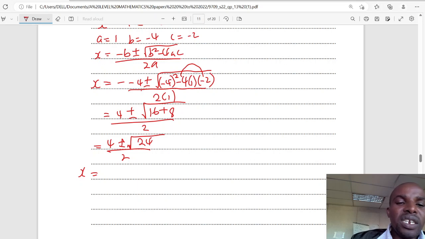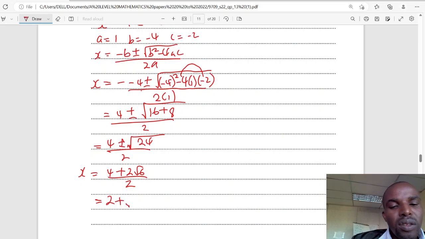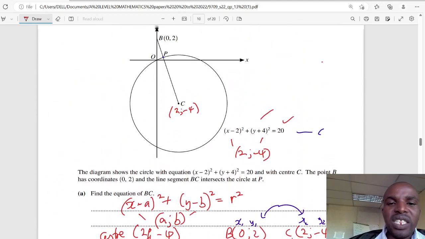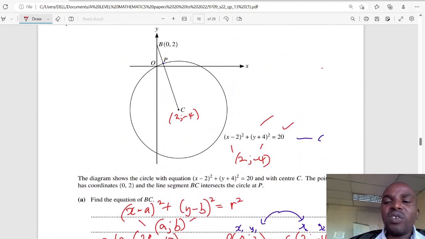So it will be here plus. Root 24 is 2 root 6, right? So it will be 4 plus 2 root 6 over 2. So 4 plus 2 root 6, divided by 2 is 2 plus root 6, right? So it's 2 plus root 6. That's the value of x in this case.